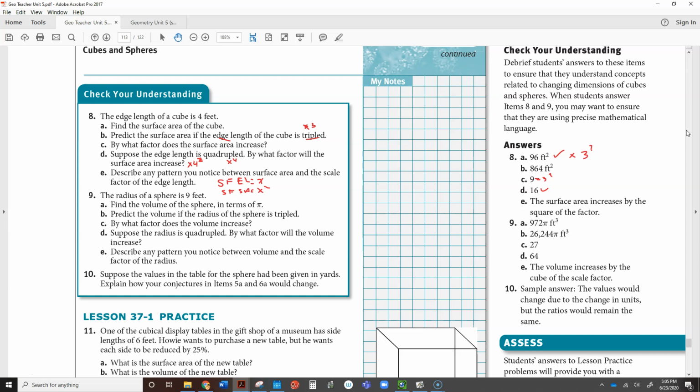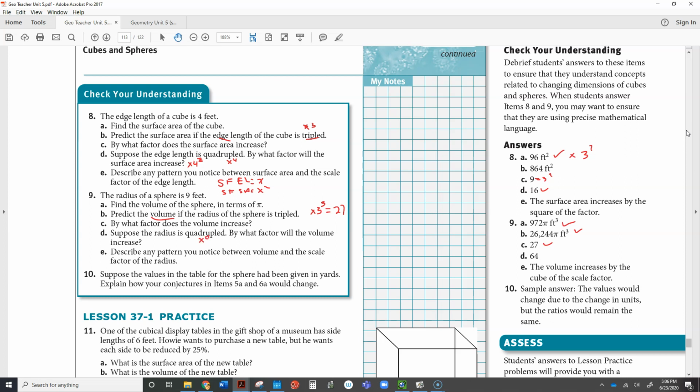The radius is 9. Find the volume. They did that. Predict the volume if the radius is tripled. So for volume, we're going to take the scale factor, which is times 3, and we're going to cube it. Why? Volume is inches cubed or units cubed, feet cubed in this case. By what factor does the volume increase? Right here, 27.